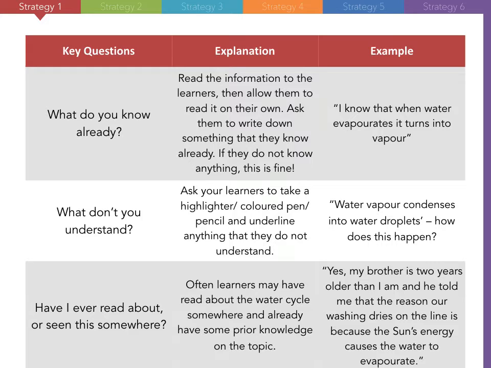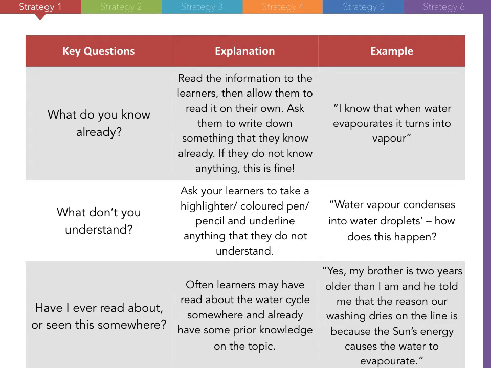Lastly, the last key question is, have you ever read about or seen this somewhere before? And often learners may have read about the water cycle somewhere and already have some prior knowledge on the topic. Again, it could be, yes, my brother is 2 years older than I am, and he told me the reason our washing dries on the line is because of the sun's energy and it causes the water to evaporate. So although the learner hasn't gone and learnt about the water cycle, they have got some knowledge prior to learning about the water cycle through their brother's experience.